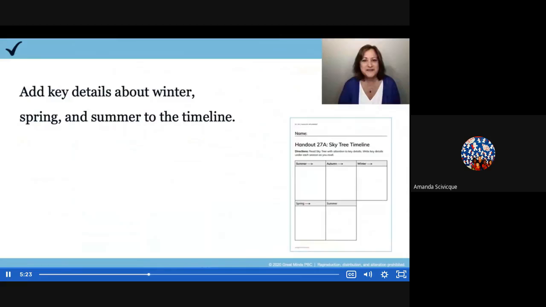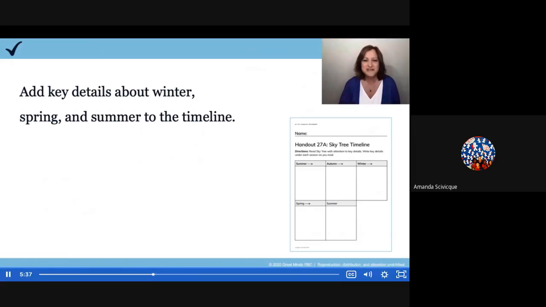Since you're so observant, you probably noticed the check mark in the corner, and you know what that means. This is an opportunity for you to check in with your teacher. Here, you'll continue with your timeline for winter, spring, and summer.